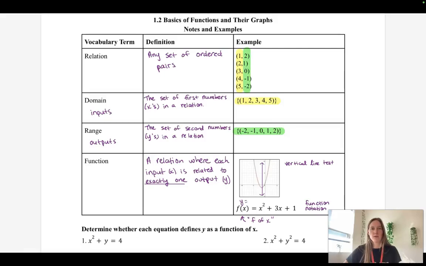Hi everyone, today we are talking about basics of functions and their graphs. So we're going to go over some vocabulary terms so you can pause the video to write down the definitions.